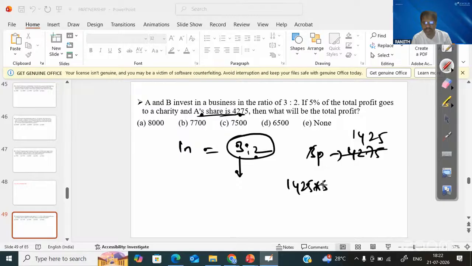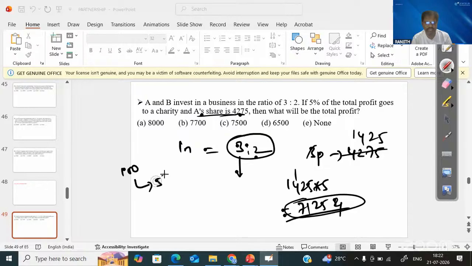14 into 25 will be equal to 125. 14 5s are 70, so that will be equal to 7125. So it is not the total profit. Out of the total profit, they are sharing 5% to charity. So the remaining 95 percent is divided according to the investment ratio they are investing. So total 95 percent is equal to 7,125.